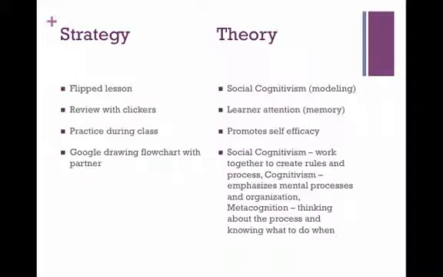So in the left-hand column I have the strategy that was used, and on the right-hand column I have the associated theory. So one of the strategies I decided to use was a flipped lesson. Students at home will watch a vodcast one night on writing names and formulas for ionic compounds. And then when they come to class the next day, the first thing I'm going to start off with is a quick 5-question review with the clickers.